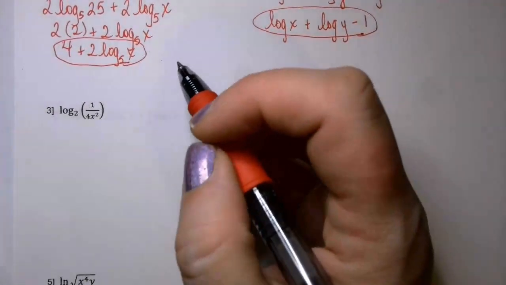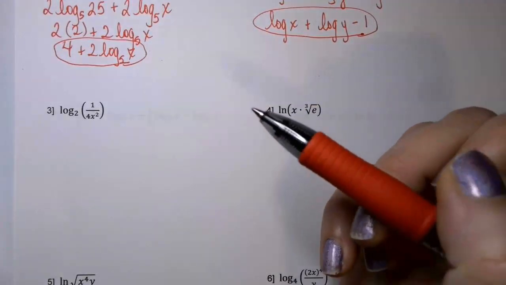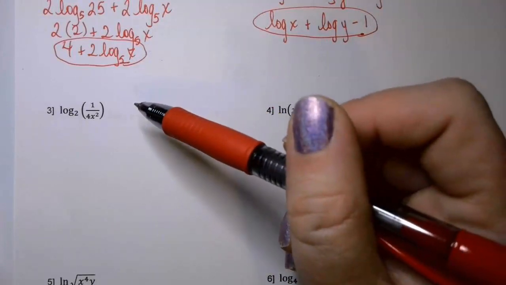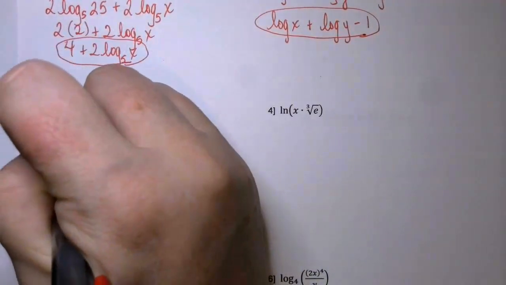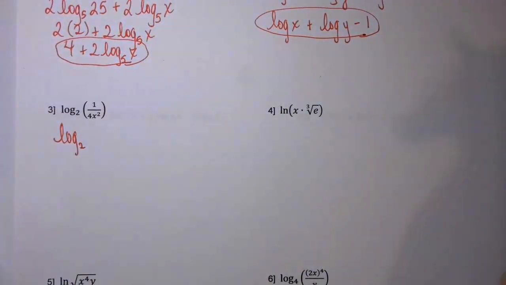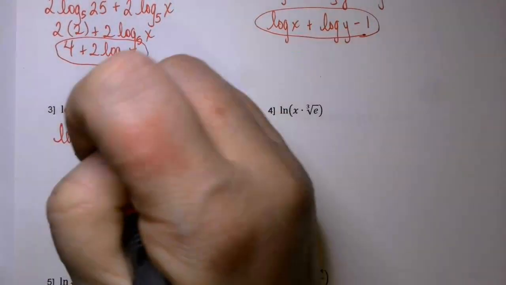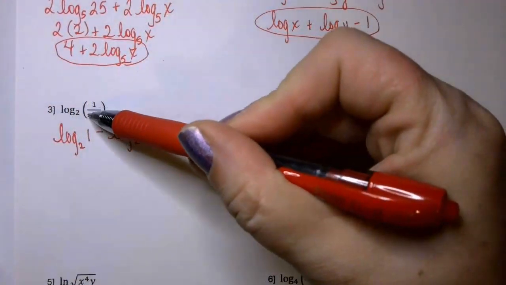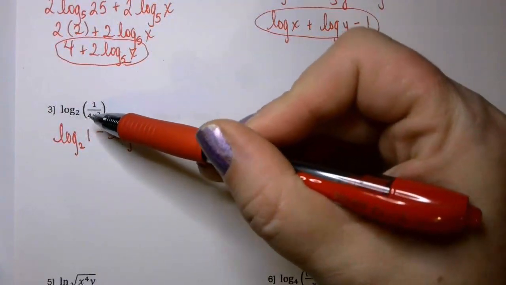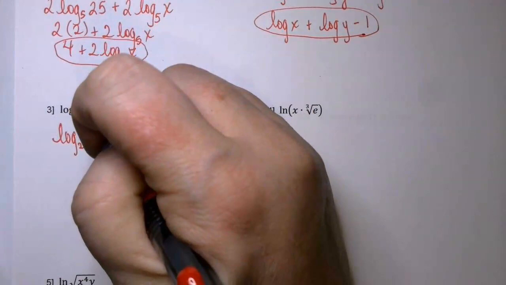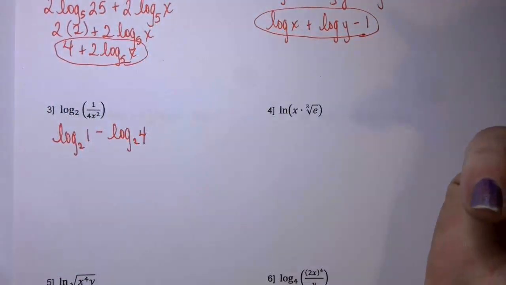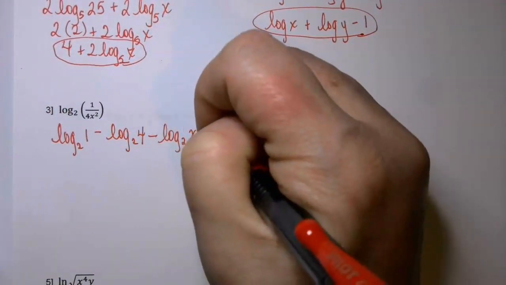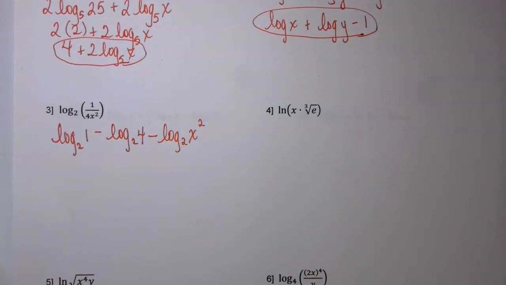And number 3, the numerator is a 1, the denominator is a product 4x squared, so we're going to do the quotient property, and that will expand into the log base 2 of the numerator, which is 1, minus the log base 2 of the denominator, and that denominator is a product of 4 times an x squared. So we'll have log base 2 of 4, and then minus the log base 2 of x squared to break apart that product in the denominator.